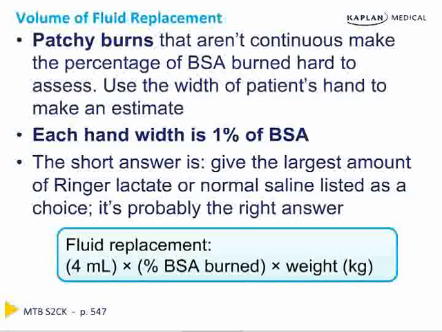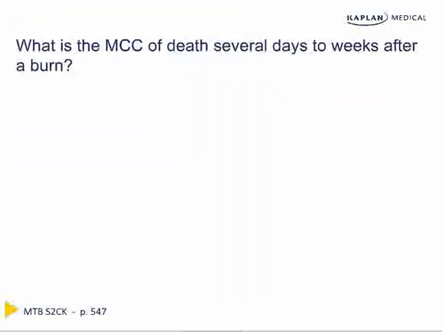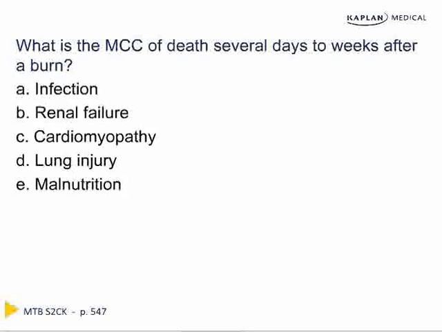What is the most common cause of death several days to weeks after a burn? Is it A, infection, B, renal failure, C, cardiomyopathy, D, lung injury, or E, malnutrition? The correct answer is A, infection.